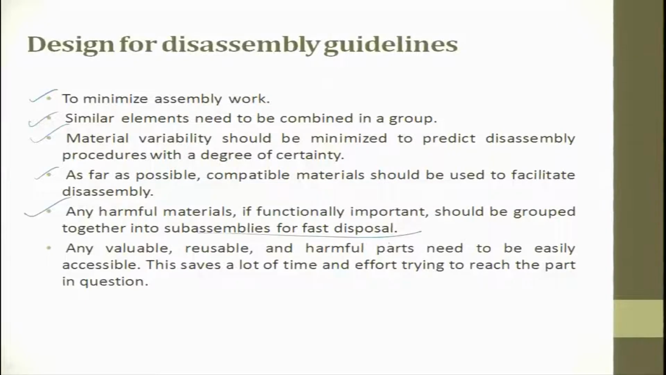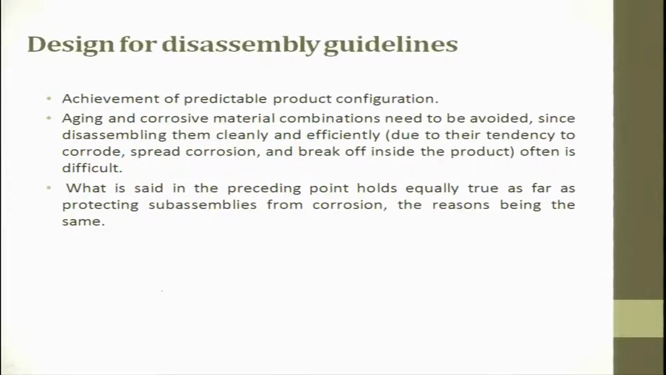Any valuable, reusable, harmful parts need to be easily accessible. This saves a lot of time and effort during reaching out to the part in question. So, what they say is, if there is some part in which you have used rare earth materials or it is going to be an explosive, those parts should be easily accessible while disassembly. To achieve predictable product configuration, aging and corrosion material combinations need to be avoided. What is said in the preceding point holds equally true as far as protecting subassemblies from corrosion.